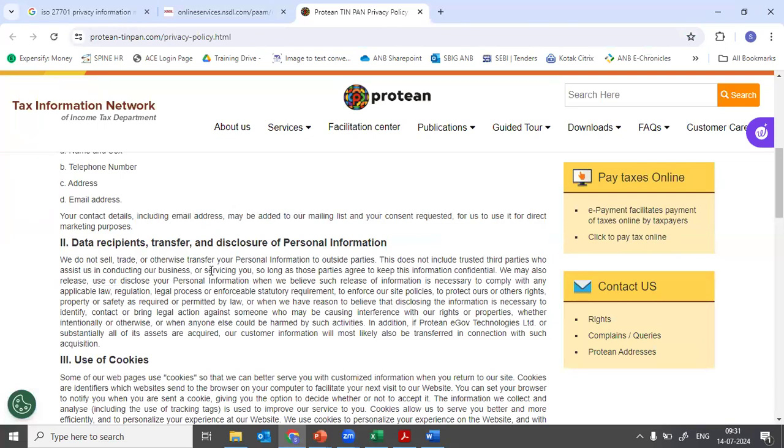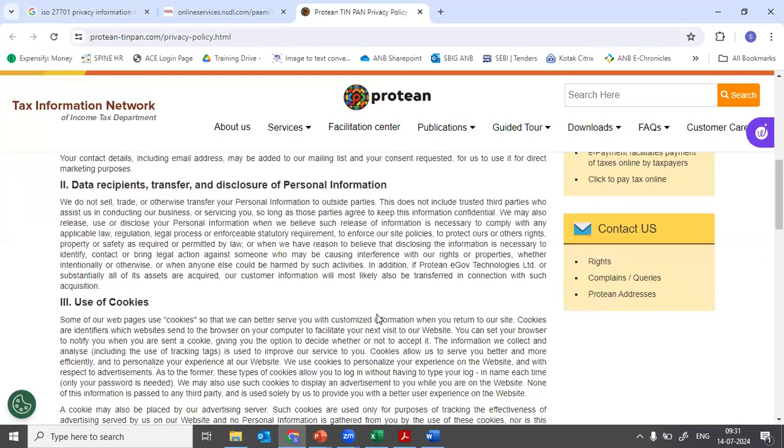Generally you will see one clause that if a regulator asks for your personal information, then that information will be shared without your knowledge. For example, if the Indian government is asking for data from NSDL for a particular customer, then they will share that information without intimating that customer.